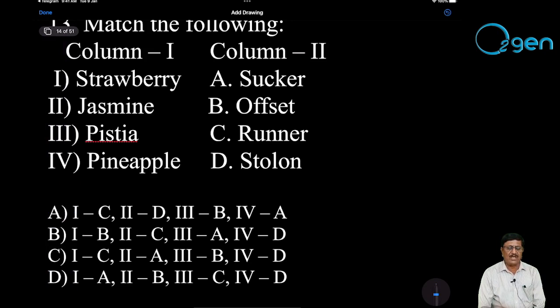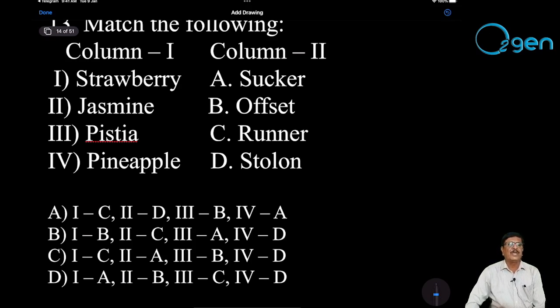13th question, match the following. Here are some root and stem modifications and examples in column 1 and column 2, stem modifications. Here the strawberry. So that is a runner. A runner is a subaerial modification. That means not underground, not aerial. So, ಭೂಮಿ ಮೇಲೂ ಇರೋದಿಲ್ಲ ಕೆಳಗೂ ಇರೋದಿಲ್ಲ, subaerial modification. Strawberry is a runner.